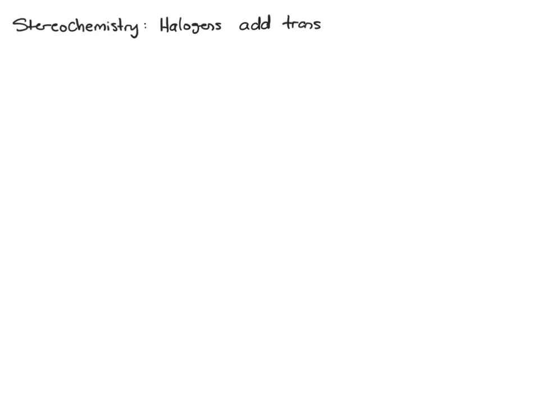Now we're going to take a look at the stereochemistry of halogenation. And one thing to keep in mind as we do this, in these halogenations, the halogens always add trans to one another, so they'll end up on opposite sides. Let's take a look at an animation of this.